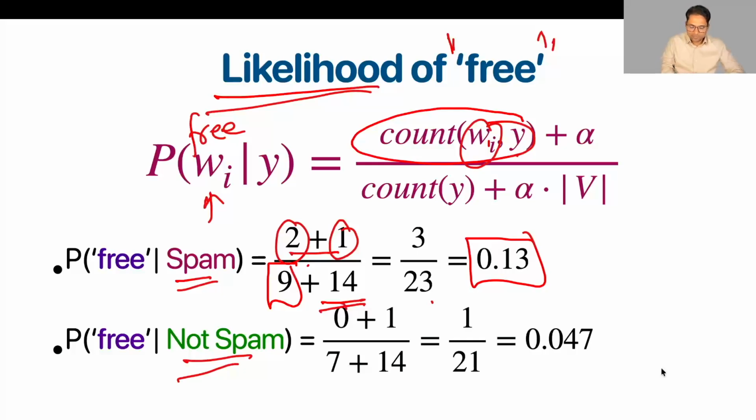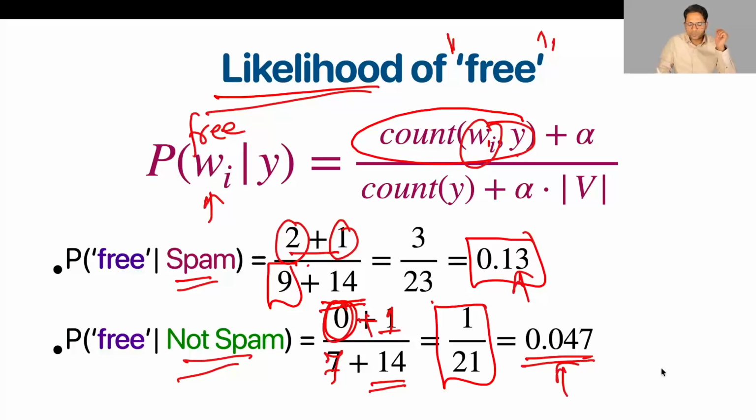Similarly for not spam, I have not seen the word free in the non-spam email even once. So this is 0 plus Laplace smoothing 1. 7 is the total number of all the words in non-spam emails, and plus 14 is the unique number of words. So this comes to 1 by 21, which is 0.047. This is very, very low. You see 0.13 here and 0.047 here, very high. So we have calculated this for free for both the classes.